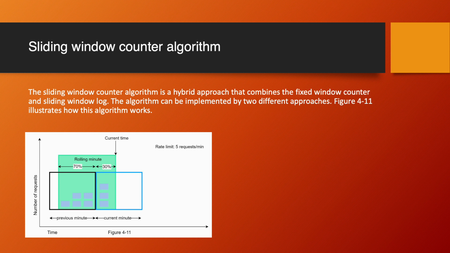Now let's look at the sliding window counter algorithm. This algorithm is a hybrid approach that combines the fixed window counter and sliding window log. The algorithm can be implemented by 2 different approaches, and the following figure shows how this works.